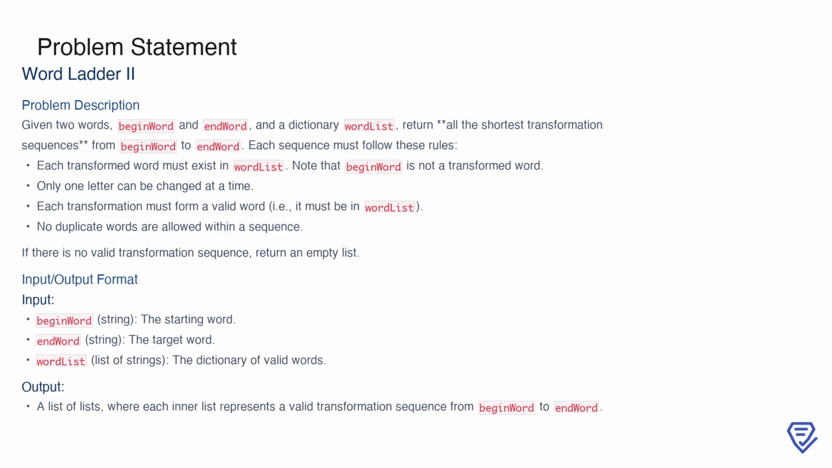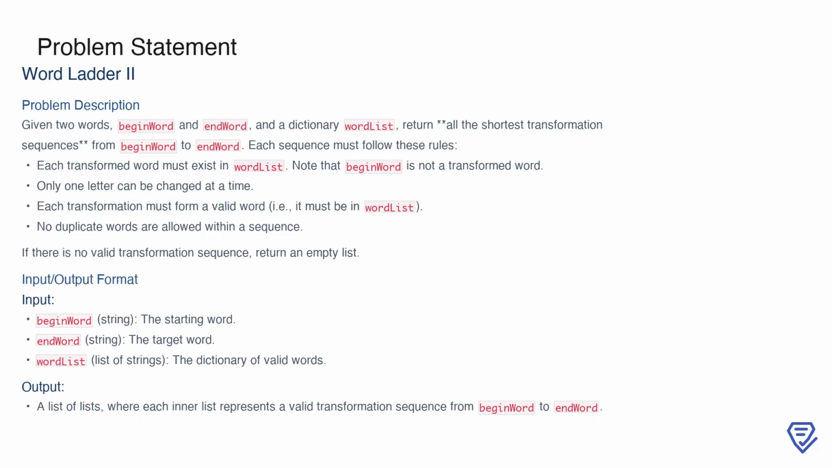First, every transformed word must be present in wordList, and importantly, beginWord itself isn't considered a transformed word. Second, only one letter can change at a time during the transformation. Additionally, each intermediate word must also be valid, meaning it must exist within wordList. Lastly, you cannot have duplicate words within a sequence. If no valid transformation sequence exists, the result should be an empty list.